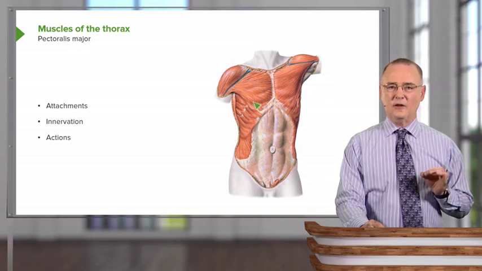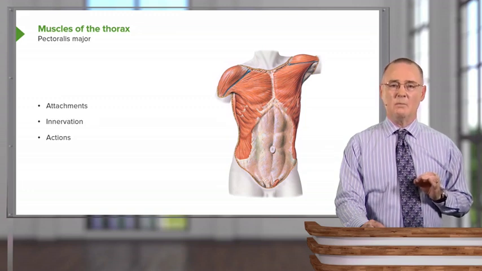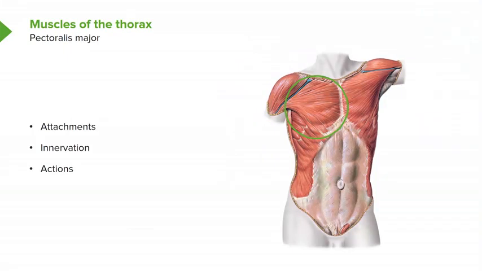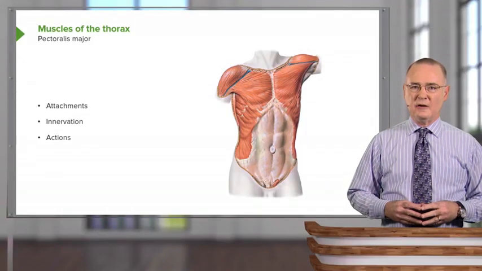And now, what does it do when it shortens? What are its actions? The best way to understand the actions of any muscle is to predict what the actions are based on the attachments. So if we think about the attachments running from the thoracic wall, clavicle, sternum, ribs, aponeurosis of the external abdominal oblique, to the humerus, the lateral crest, some of the actions of the pectoralis major are as follows.